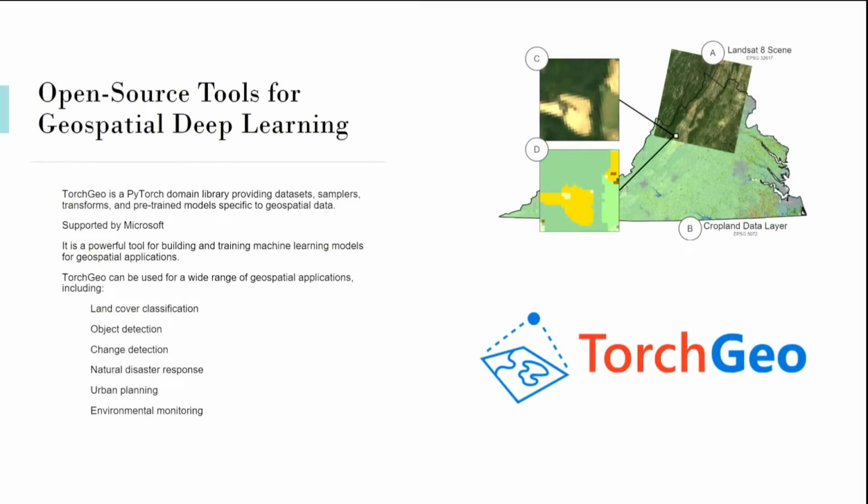And suppose you want to go specifically for geospatial, if you want to use deep learning in the geospatial domain, there are multiple libraries. One of them is TorchGeo. So you can explore TorchGeo also. It can be used for land cover classification, object detection, change detection, disaster response monitoring, urban planning, whatever you can do with geospatial data. So same thing, you can implement those models for that particular task using TorchGeo.